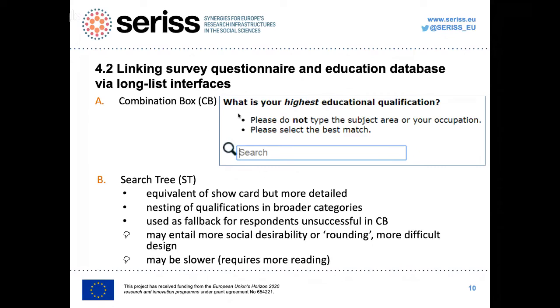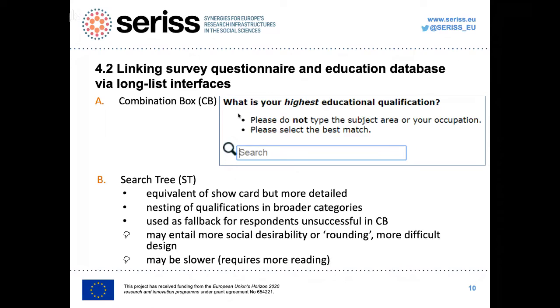But that also may mean that there is a bit of social desirability bias or rounding, because people may not make so much effort and may rather use a higher qualification than they actually have to impress. And we know that even objective data like education are unfortunately subject to impression management as well. It does require more reading and therefore may be a bit slower than the combination box. Here's what it looks like.